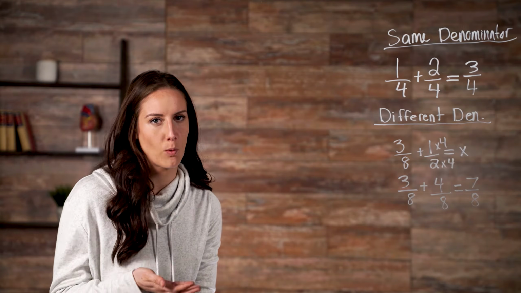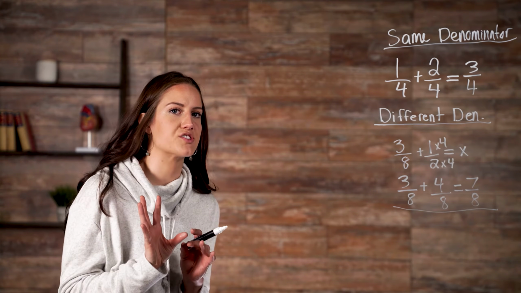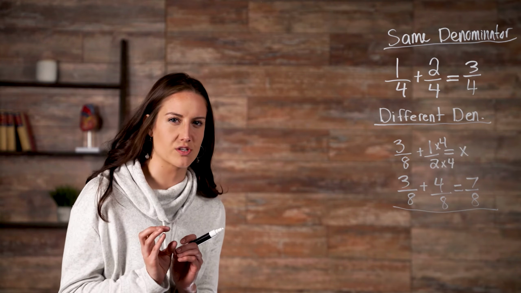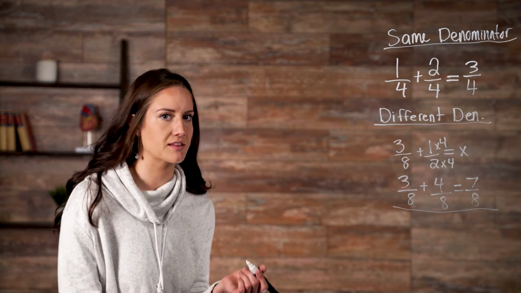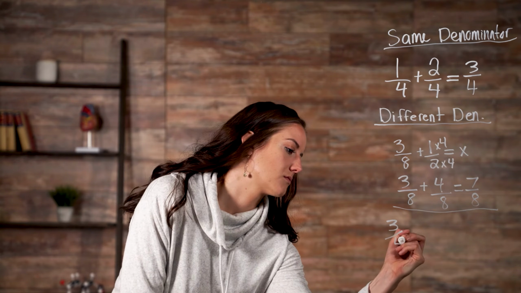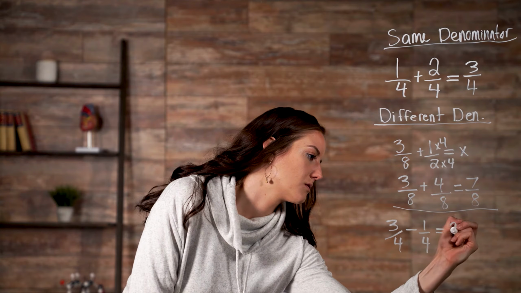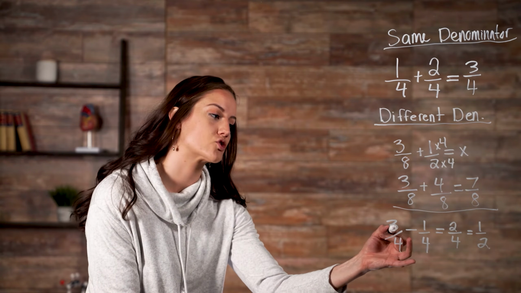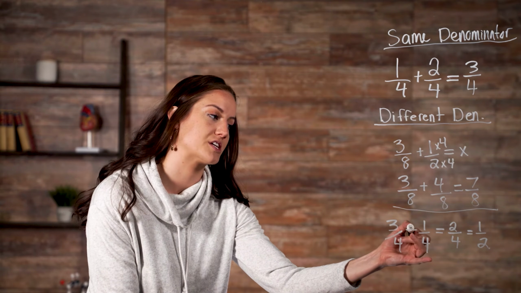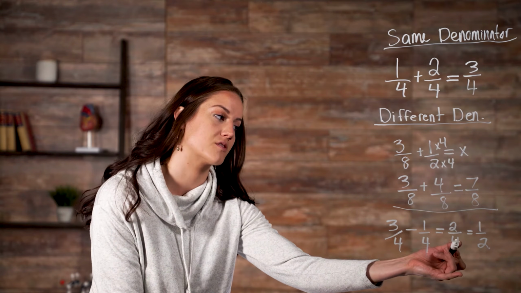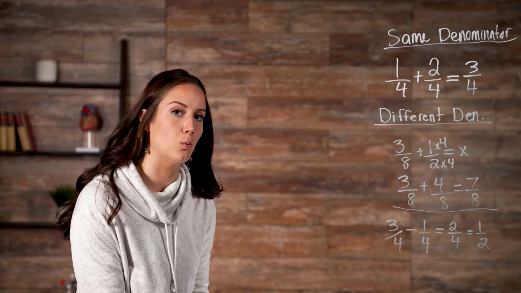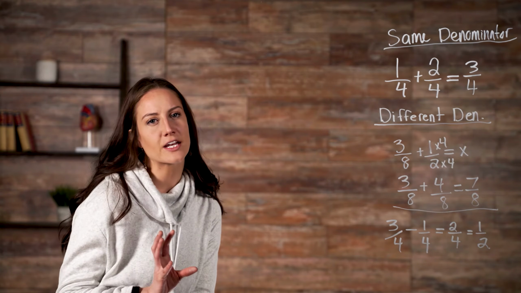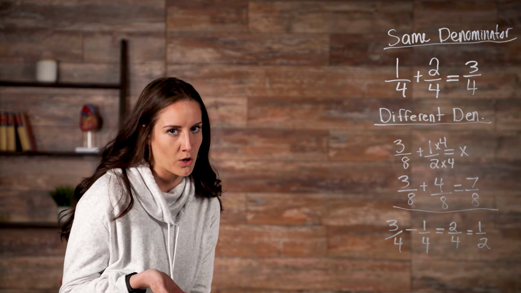Subtraction works the same way. If you're subtracting fractions with the same denominator, you can just subtract the top numbers, like in this example. So in this example, all we had to do was subtract our top numerators here, which gave us 2/4, which simplifies to 1/2. Simplifying numbers just makes them easier to work with.